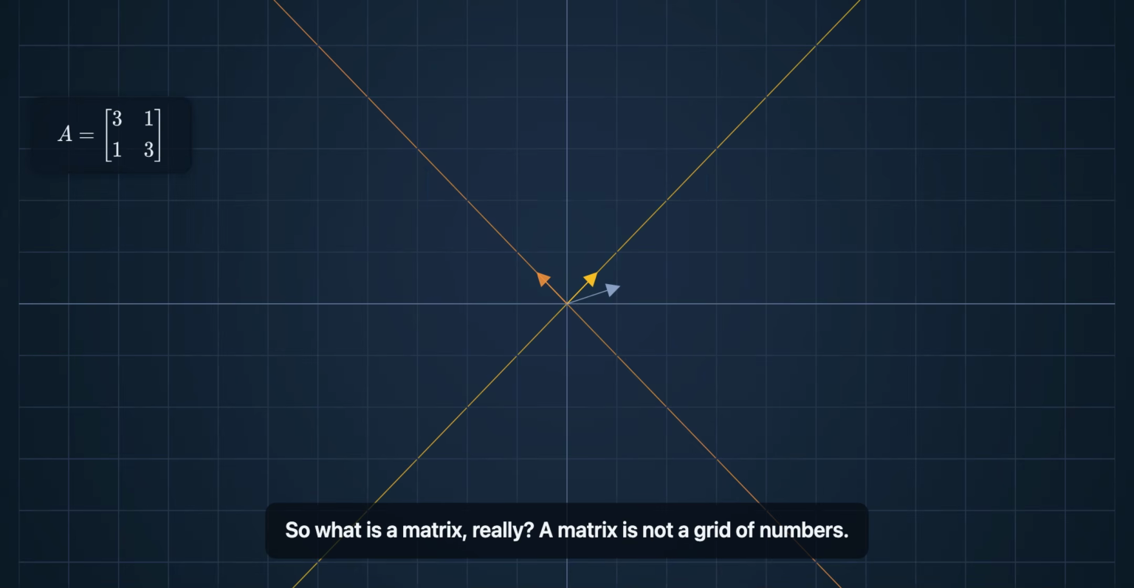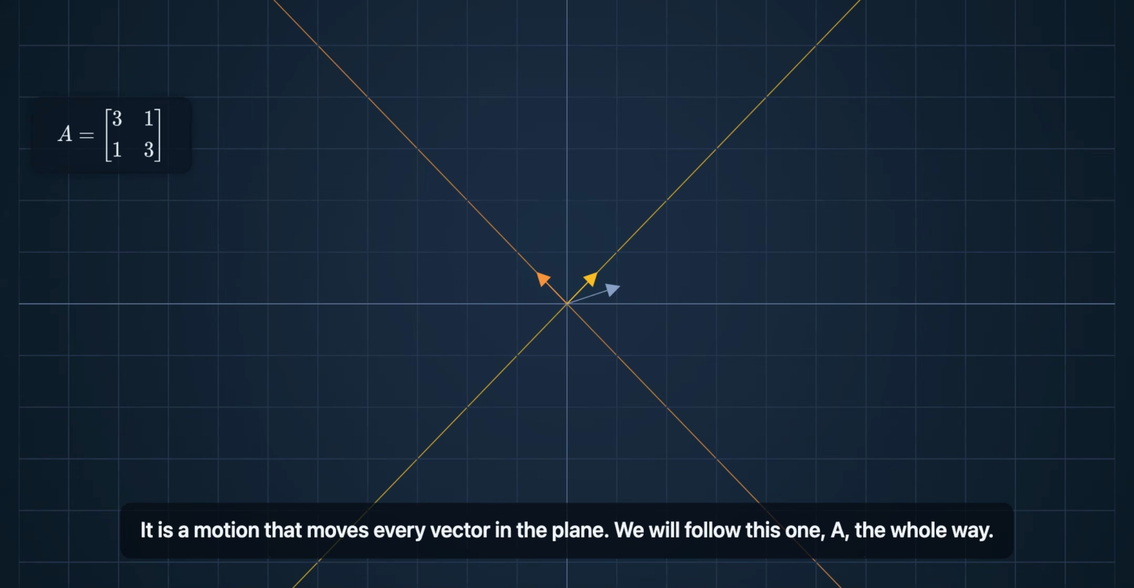So what is a matrix really? A matrix is not a grid of numbers. It is a motion that moves every vector in the plane. We will follow this one, A, the whole way.